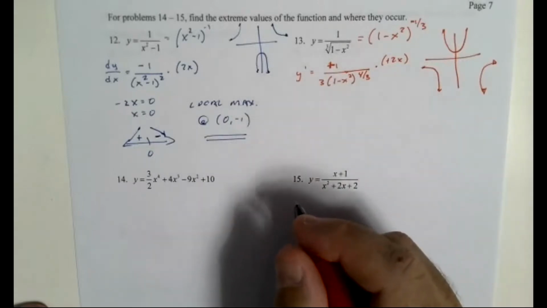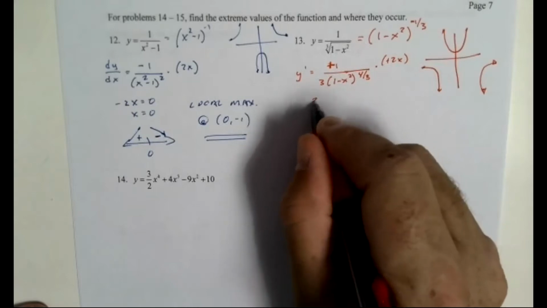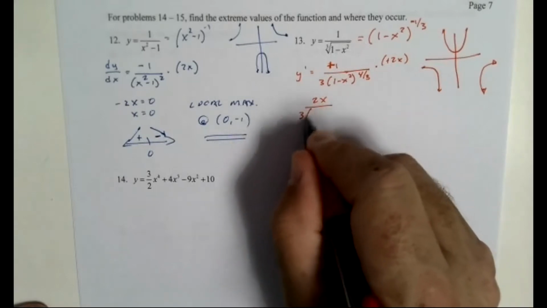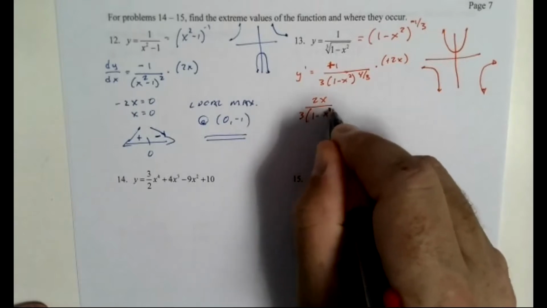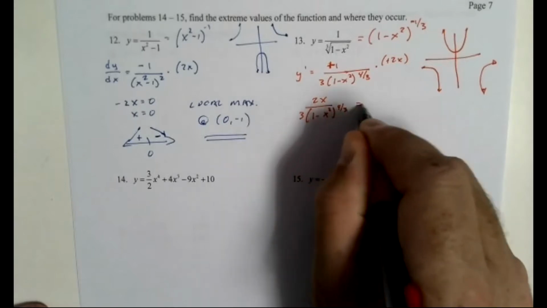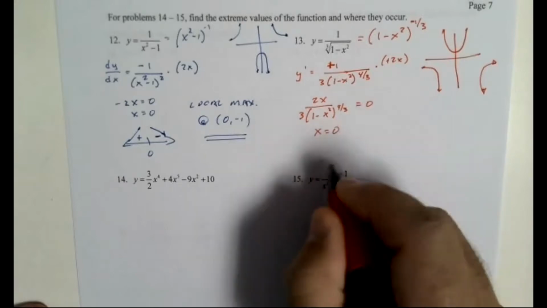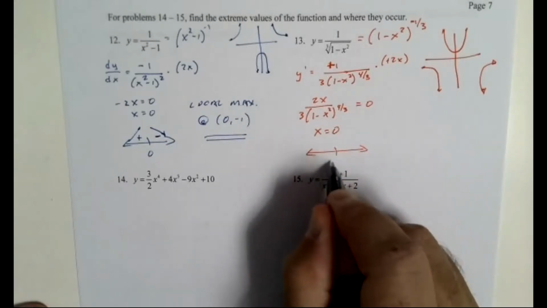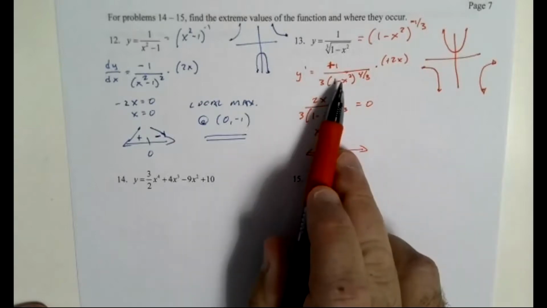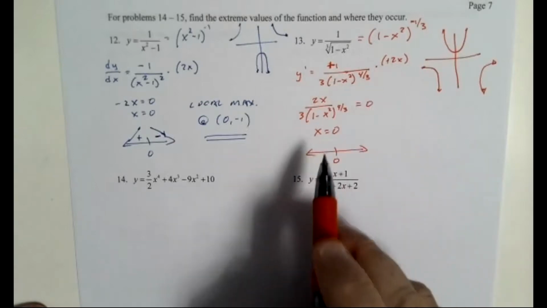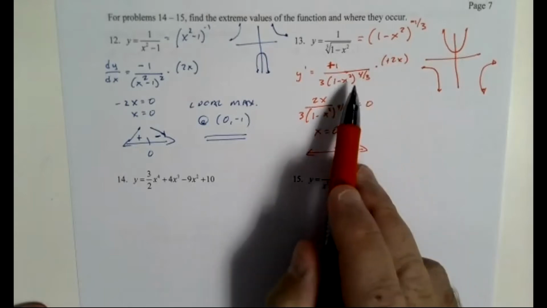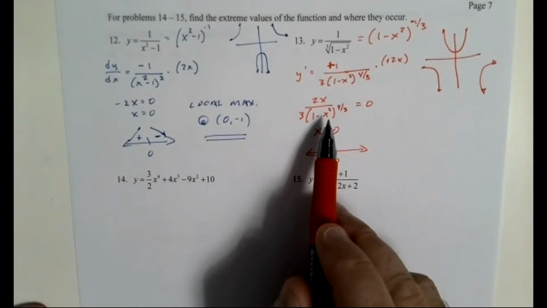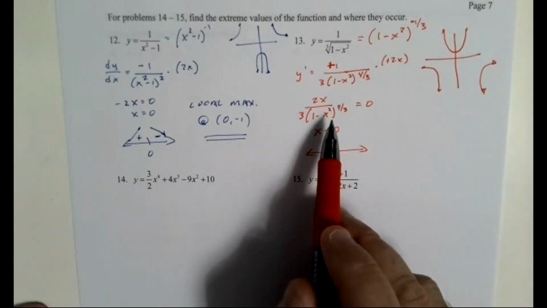All right. And so then we say, well, that's 2x over 3 times 1 minus x squared to the 4 thirds. I've set that equal to 0. X equals 0. Here we go again. This is why this is so important to get it right, because I plug in 0. No, I don't want to plug in 0. I plug in 1. 1 minus 1 can't. Naughty, naughty, naughty.